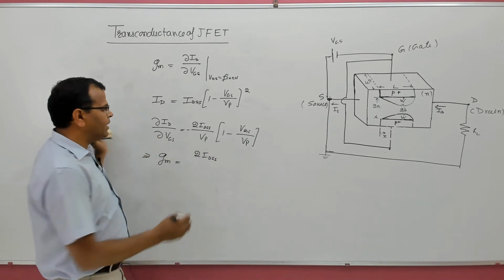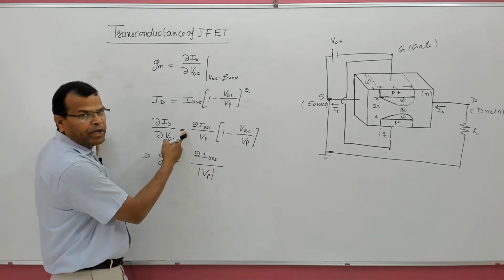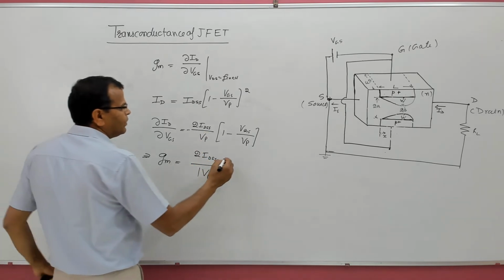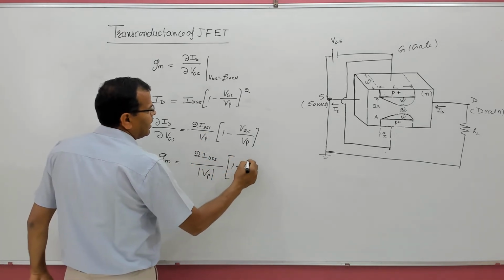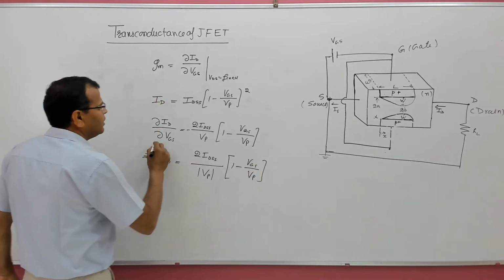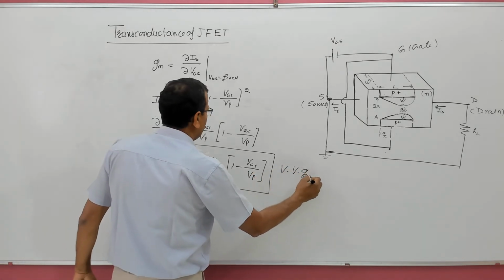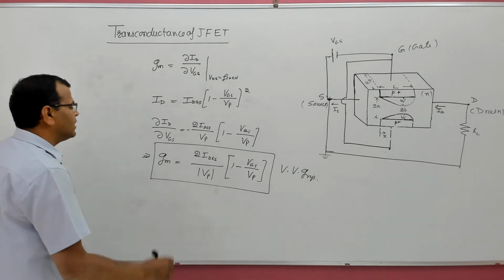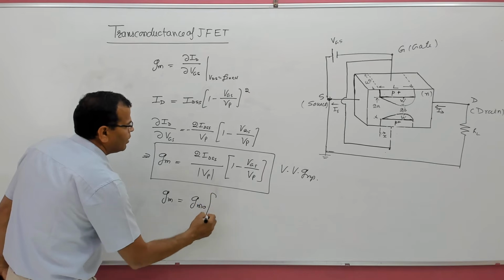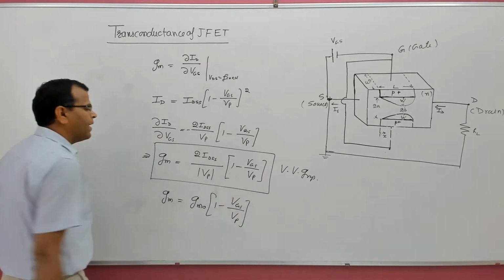VP for this will be negative, so I will use the pinch-off voltage magnitude instead of putting a negative sign here. So, this is equal to 1 minus VGS by VP magnitude. This expression is very, very important. You must remember this. Or you can say this can also be written as GM equal to GM naught 1 minus VGS upon VP, right?